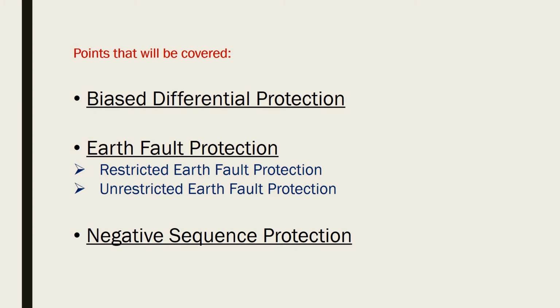Here in this part 2 we will be covering points like bias differential protection, earth fault protection and negative sequence protection. These are the protection techniques applied to the generator to tackle the faults that occur in generators. We will be discussing them one by one.